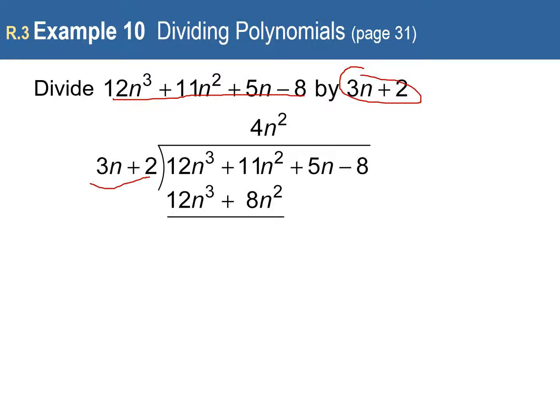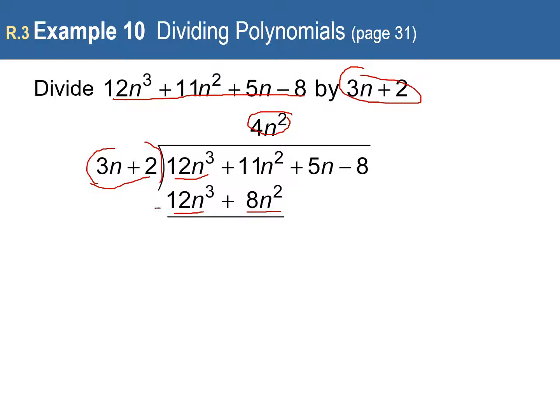Now, the first thing you want to do is say 3n goes into 12n cubed how many times? What do I have to multiply 3n by to get 12n cubed? And the answer is that is 4n squared. So now you're going to take 4n squared and multiply it by 3n plus 2. So 4n squared times 3n is 12n cubed. And then 4n squared times 2 is 8n squared. Remember to multiply this by the entire divisor.